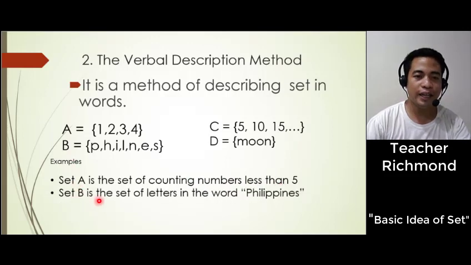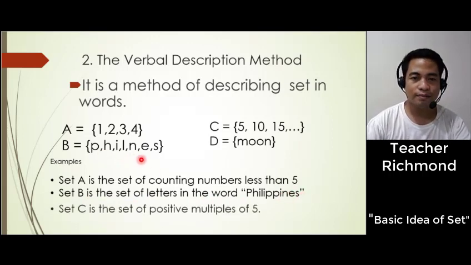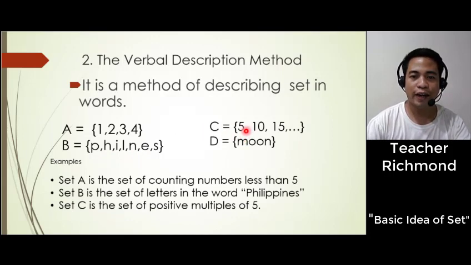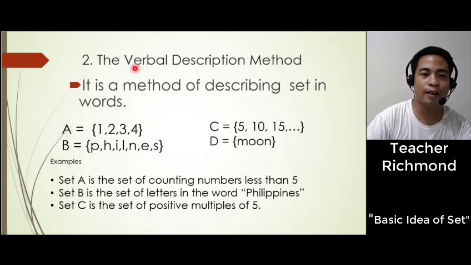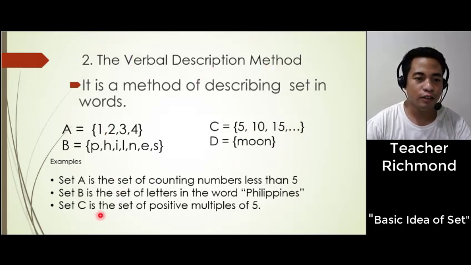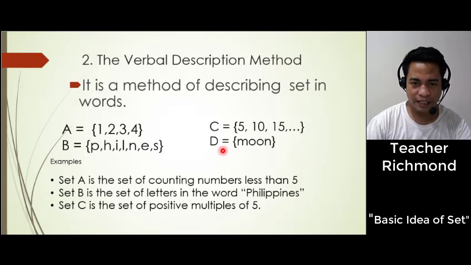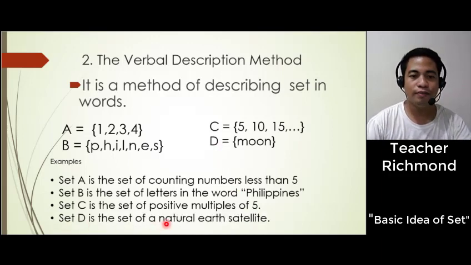Set B. Set B is the set of letters in the word Philippines. So, we have that. And next, set C. We have 5, 10, 15, and so on. So, when you are going to write using the verbal description method, you will just write or say set C is the set of positive multiples of 5. Now, what about D? Set D. Set D is the set of natural Earth satellites.